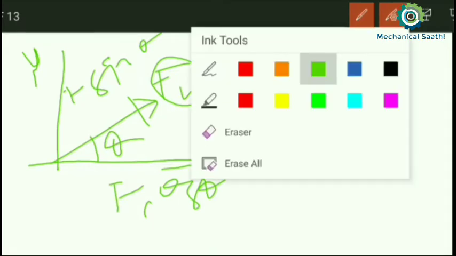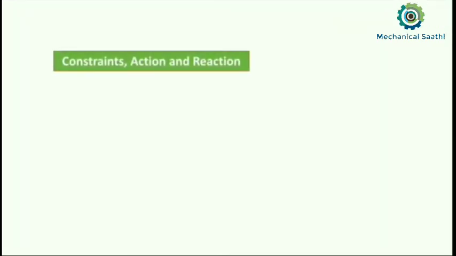So let us continue our discussion for today. Today we will discuss constraints, action, and reaction. What do we mean by constraints, what do we mean by action, and what do we mean by reaction?